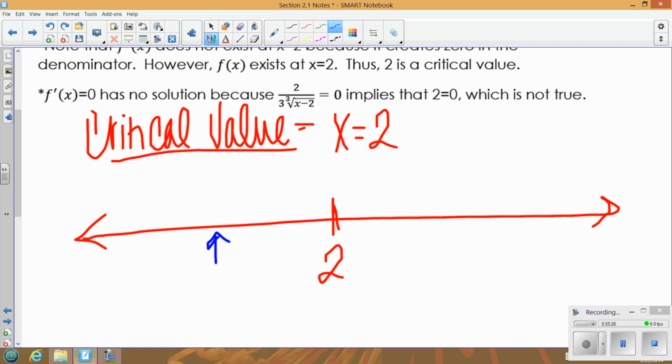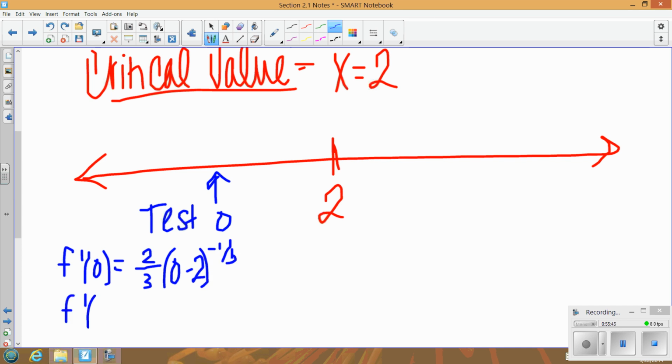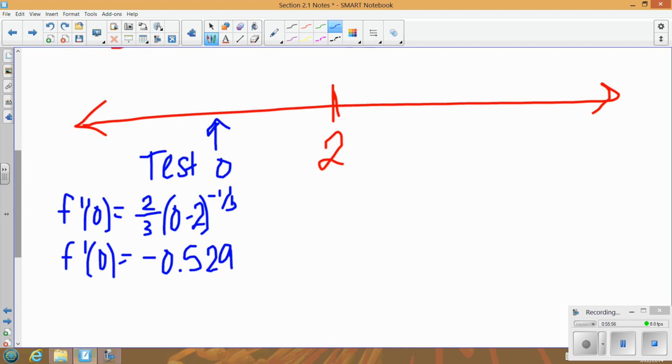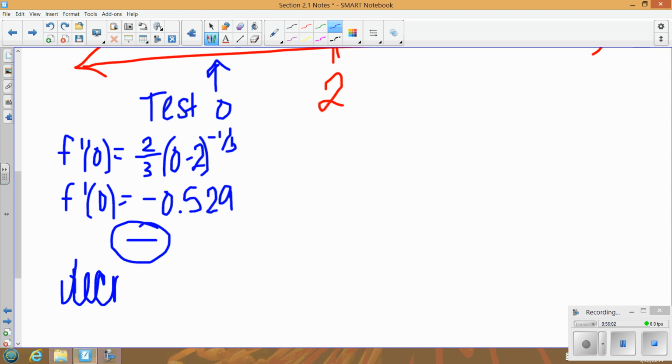So we're going to test a number on the left of 2. Let's say 0. That's an easy number to plug in. We're going to plug that into the derivative. So 2/3 times 0 minus 2 to the negative 1/3. And you're going to get some negative decimal, so negative 0.529, something like that. Basically what you need to get out is that the value is negative, which means my graph is decreasing from negative infinity to 2.